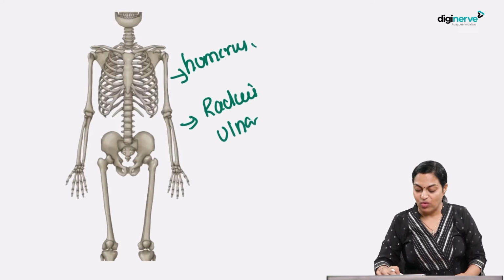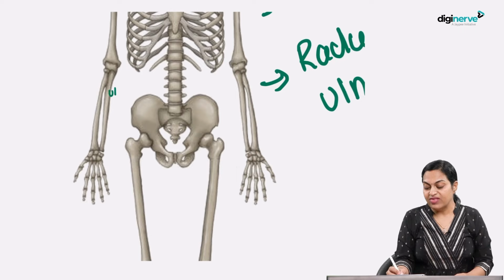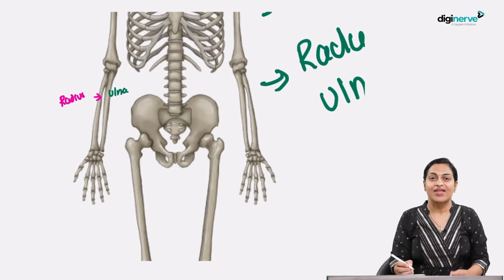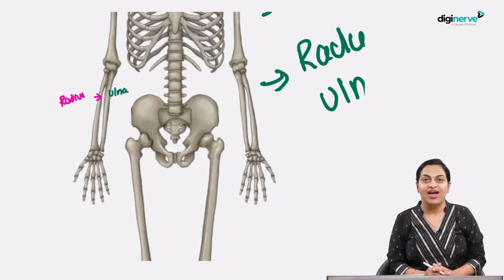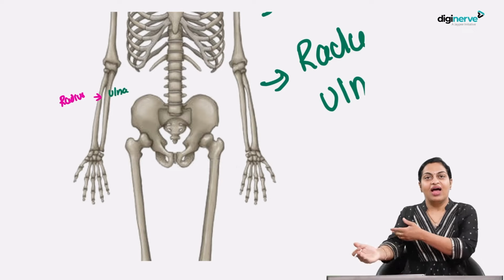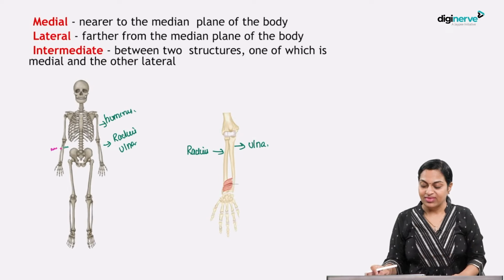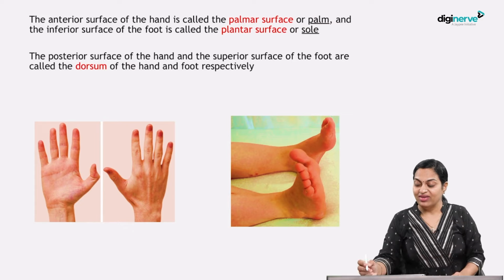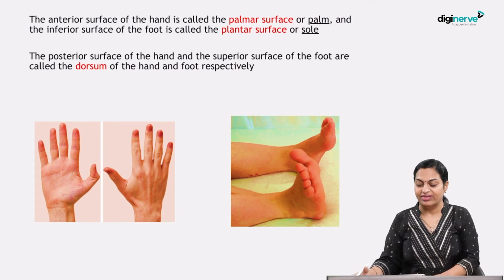Here again, if I want to mark it, this is going to be the ulna and this is going to be the radius. Now my question, which one is medial and which one is lateral? The ulna is medial and the radius will be lateral. Okay? Intermediate is like between the two. And a few other terms, very simple, easy terms, but we get to use them frequently later.